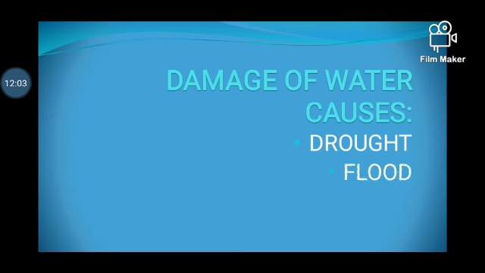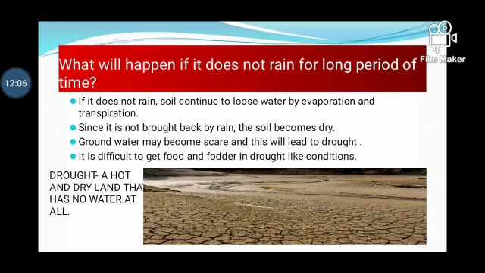drought and flood. What will happen if it does not rain for a long period of time? If it does not rain, soil continues to lose water by evaporating and transpiring. Since it is not brought back by rain, the soil becomes dry. Groundwater may become scarce and this will lead to drought. It is difficult to get food and fodder in drought-like conditions. Drought is a hot and dry land that has no water at all.